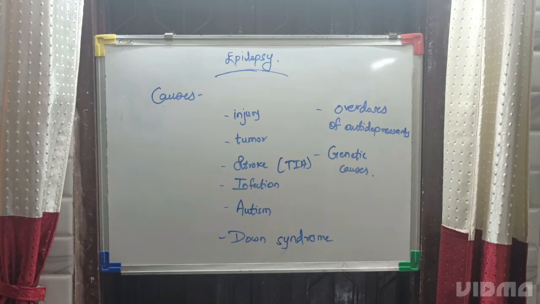The defects such as autism and Down syndrome. The others are overdoses of antidepressants and some genetic causes. These are some of the causes of epilepsy.